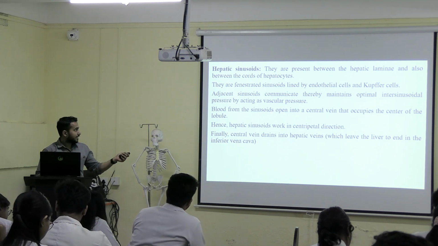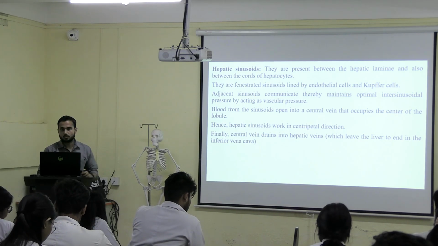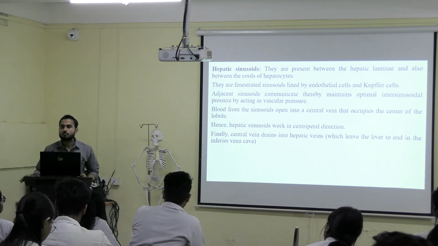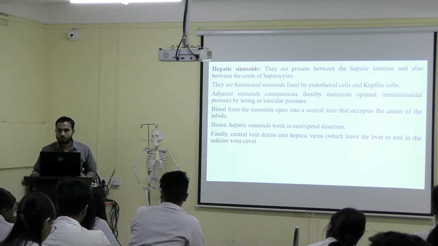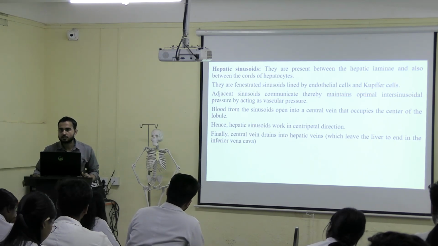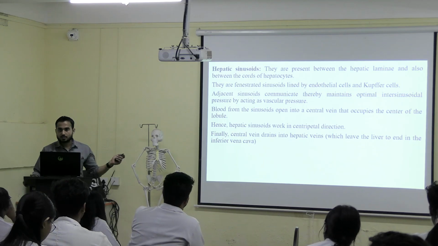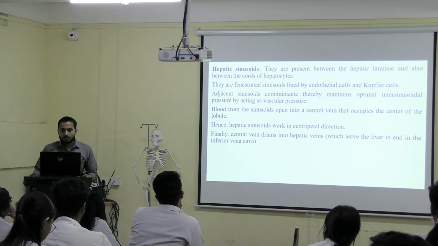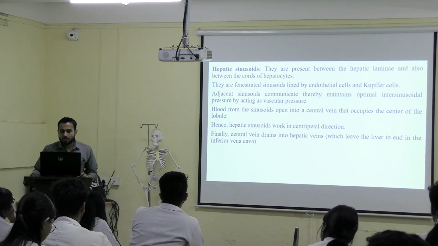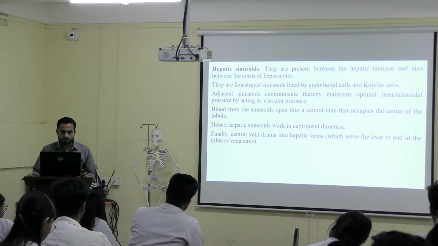Now, adjacent sinusoids communicate with each other so that the intersinusoidal pressure can be maintained. The blood from the sinusoids opens into the central vein, which occupies the center of the lobule. This is the direction in which the blood flows inside the sinusoid. From the sinusoid, blood goes into the vein present at the center of the lobule. That's why the direction is called centripetal, meaning towards the center. Finally the central vein drains into the hepatic vein, and the hepatic vein drains into the IVC, a systemic vein. This is how the blood flows inside the liver.